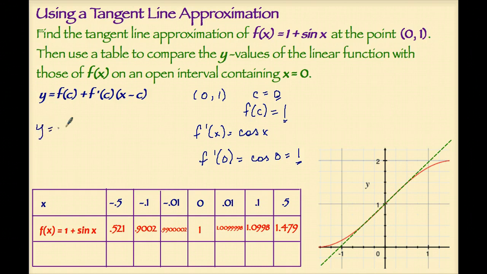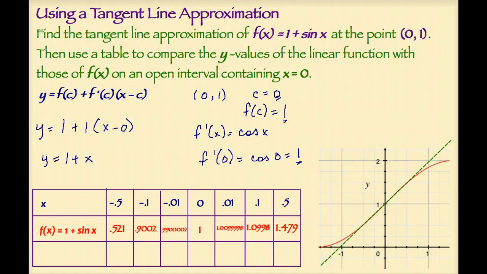Y equals the y value, 1, plus the slope at our particular x value 0, which was 1, times x minus our x value, which was 0. In rewriting this, I end up with this tangent line, 1 plus x. Y equals 1 plus x. So that's the equation of this line.